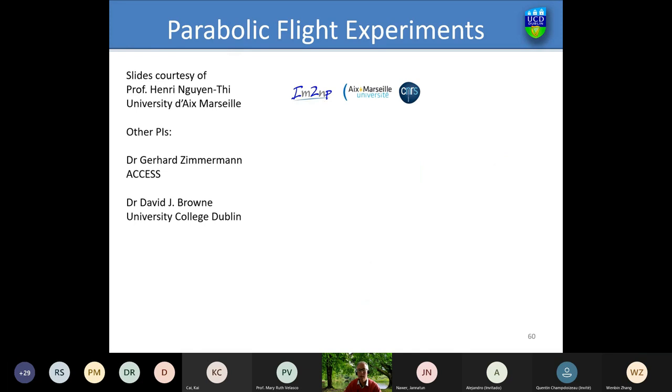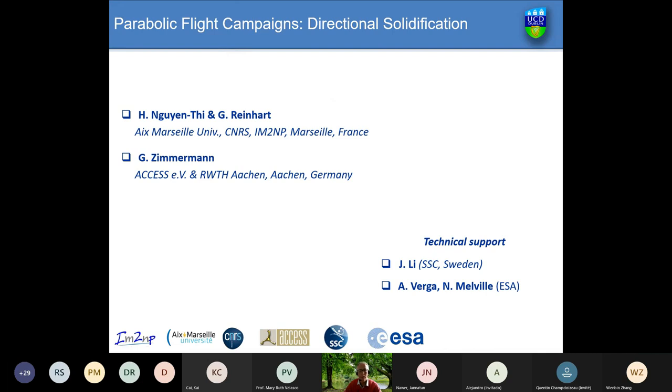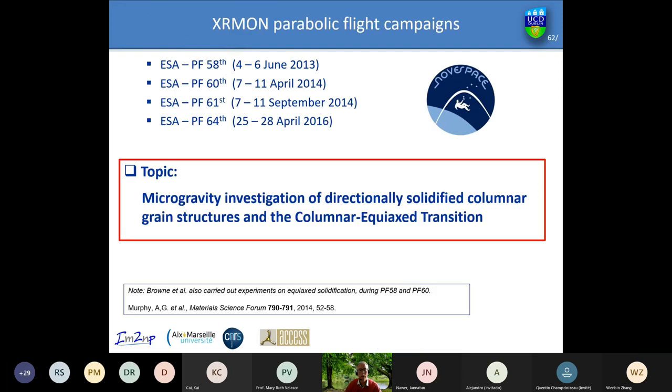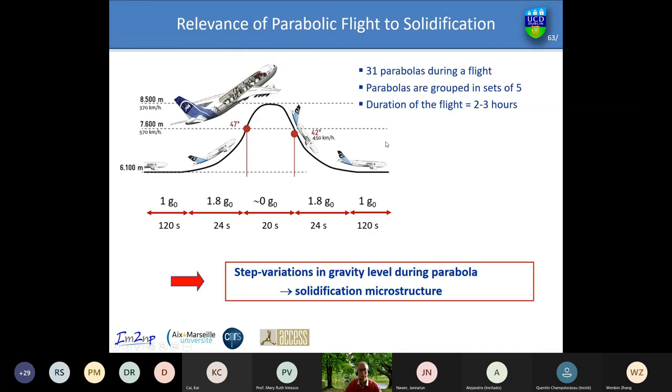Moving on then to parabolic flight experiments. There have been a number of these. I'm going to concentrate on one again from the group in Marseille, although Gerhard Zimmermann of ACCESS and myself have also been involved in X-ray parabolic flight experiments. This one is on directional solidification and the columnar to equiaxed transition.